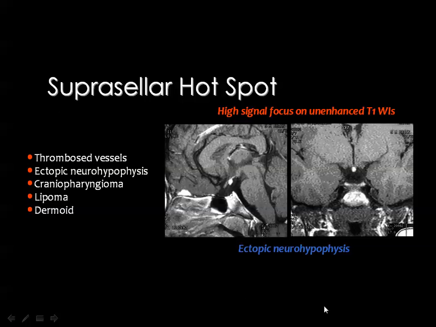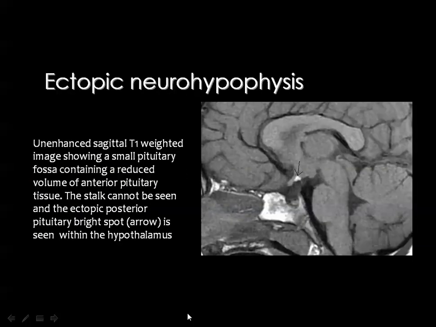Also, a suprasellar lipoma will show a bright spot. A suprasellar dermoid cyst may show this, and if there is a vessel that is thrombosed, it will show bright signal because of the clotted blood. Also, a very small craniopharyngioma may show bright signal due to the proteinaceous content of the fluid in the cyst.